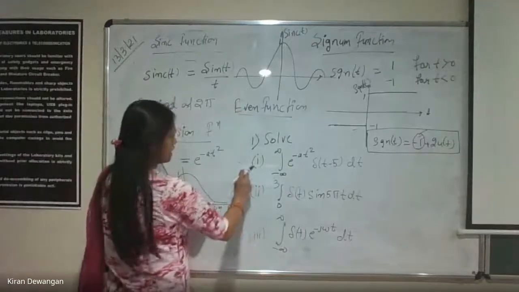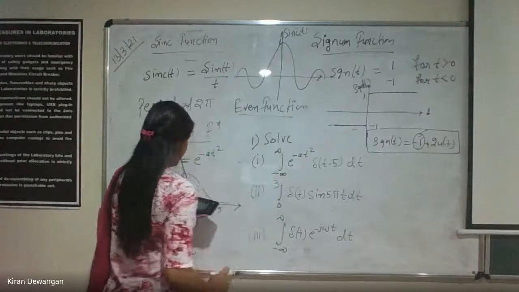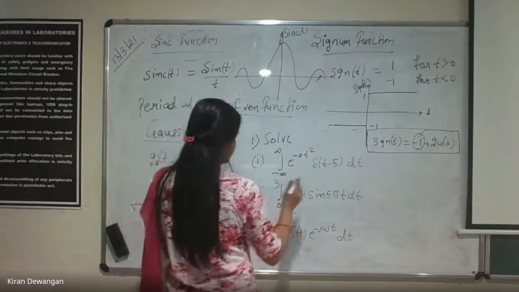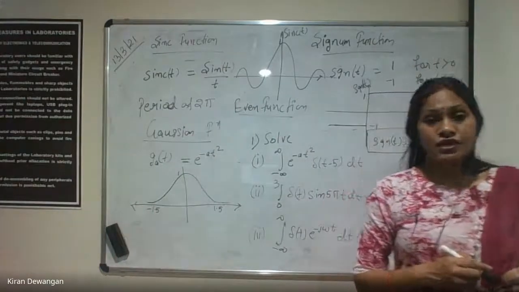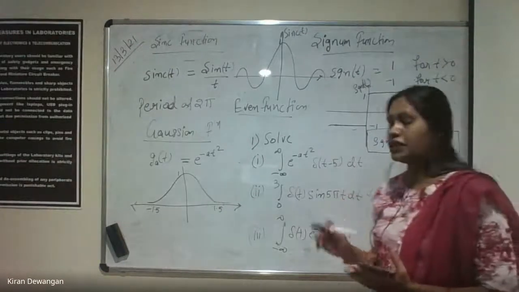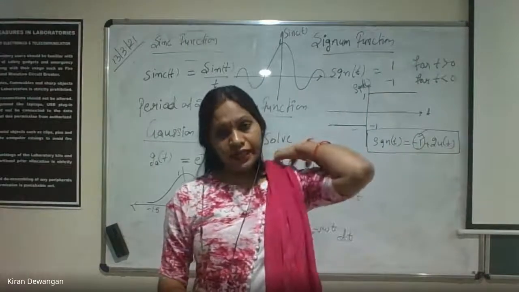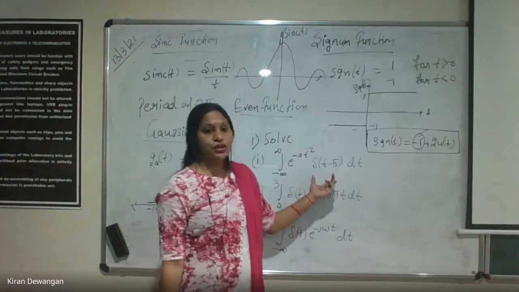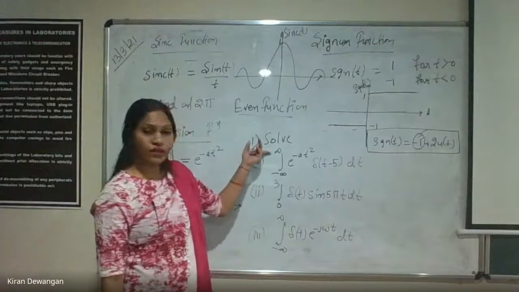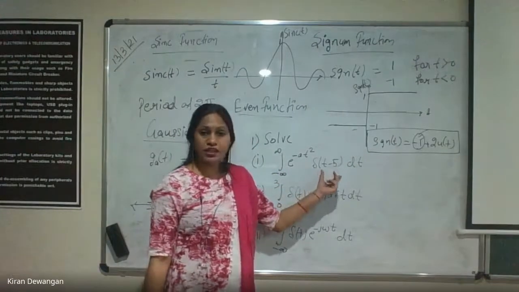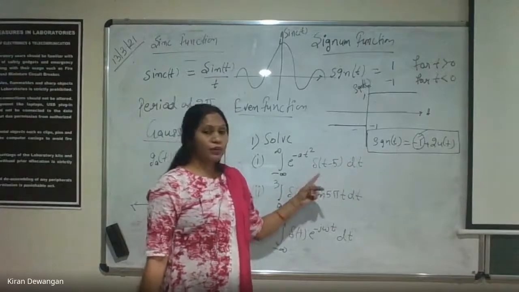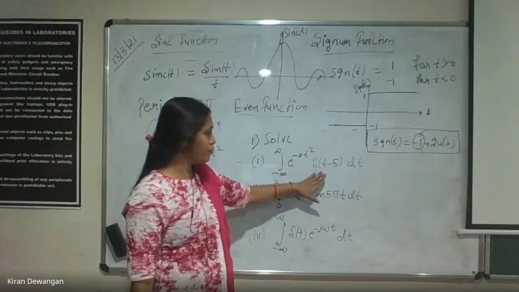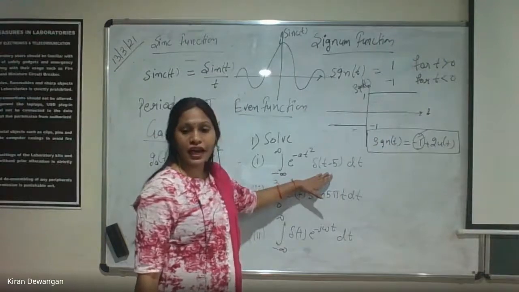Now the first question says integration from minus infinity to infinity of e to the power minus a t square del t minus 5 dt. For solving this question, we are applying the impulse function properties. The property says integration of x t del t dt will have the value x of 0, because del t exists only at t equals to 0. So del of t minus 5 is the function del t which exists at t equals to 5, because this gets shifted to t equals to 5.